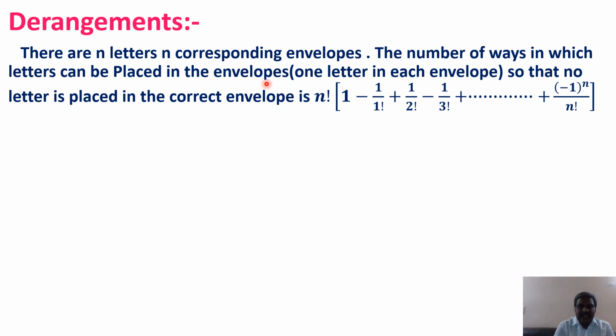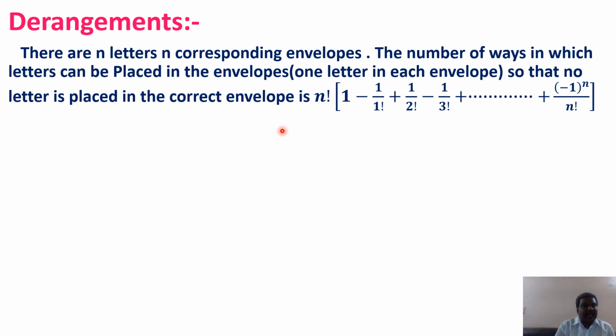Now, my result is, listen carefully: the number of ways in which the letters can be placed in the envelopes, one letter in each envelope, so that no letter is placed in the correct envelope, is n factorial times 1 minus 1 by 1 factorial plus 1 by 2 factorial minus 1 by 3 factorial and so on up to plus or minus 1 whole power n by n factorial. With this simple result, we are going to solve big problems. This is the derangement. So see the logic behind how to apply derangements.